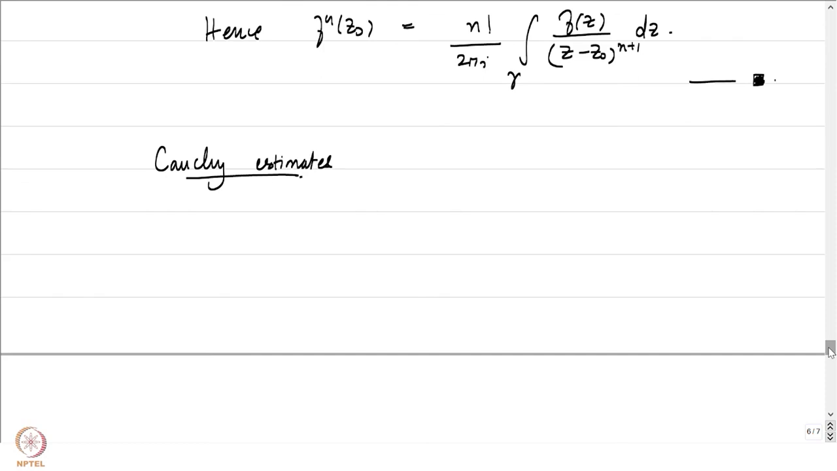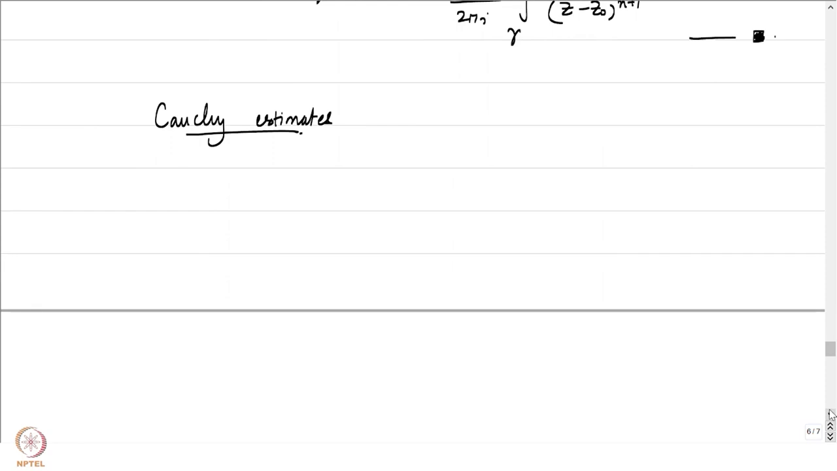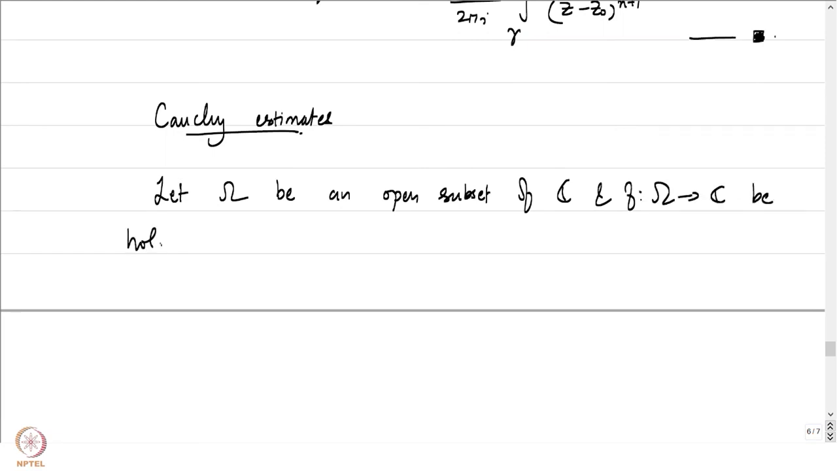And as a consequence, we directly have the Cauchy estimates. Using the higher order Cauchy integral formula, we will also be able to place bounds on the derivatives of f in omega. Let us see what the exact statement is. Let omega be an open subset of C and f from omega to C be holomorphic. Suppose z0 is some point in omega such that the disk of radius r bar is contained in omega for some r positive.